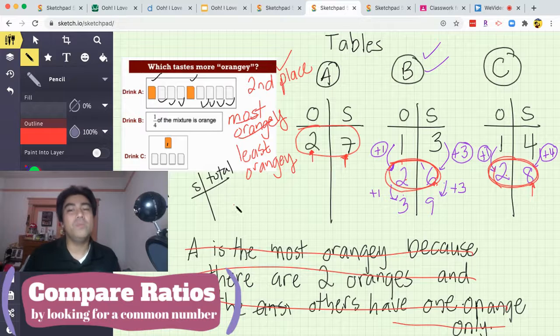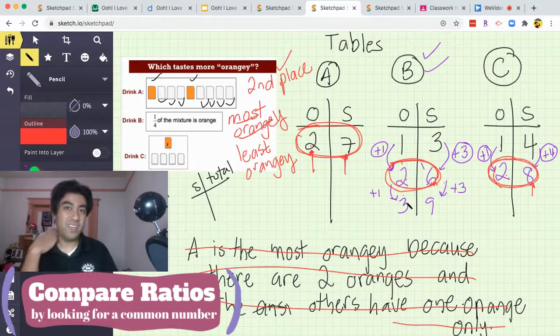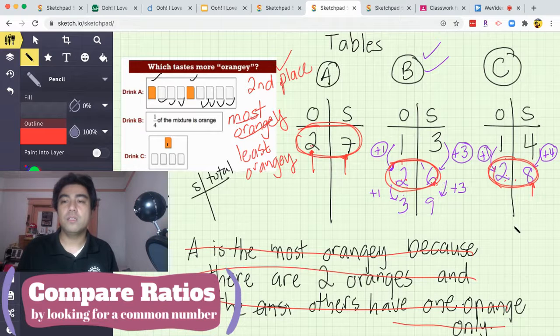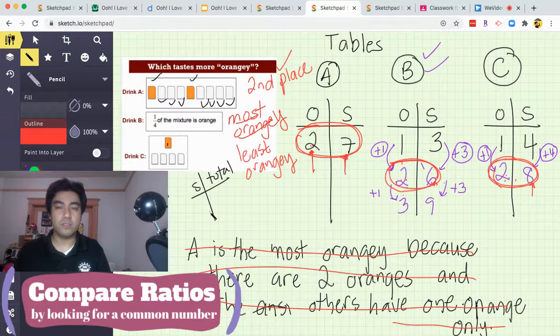So, what did we just realize? Hopefully you all realize that if you do the table way, you want to make sure one of these numbers is the same, okay? And in this case, I circled this and this because the 2's are the same. So whenever we're comparing 2 ratios, try to make some of the numbers the same, and then you can make an accurate comparison. Okay?